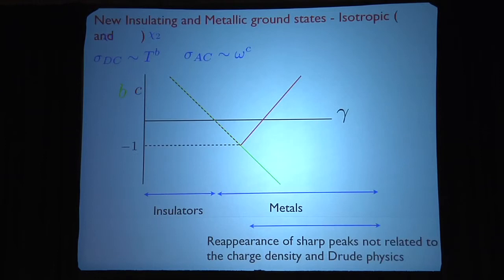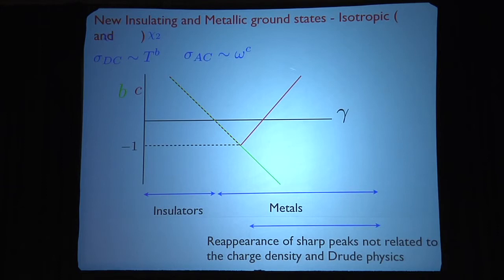I also wanted to mention that there are some new insulating and metallic ground states where the scaling with temperature of sigma DC and of sigma AC are not commensurate. So I've plotted B and C, the exponents, against gamma, a Lagrangian parameter. Over here, sigma DC is going to zero. These are insulators as we go to zero temperature. The metal's here, and the scaling goes the same way. But beyond this value of gamma, sigma DC continues to decrease for the metals, but this one bounces up.